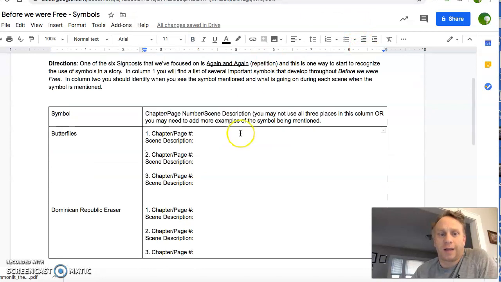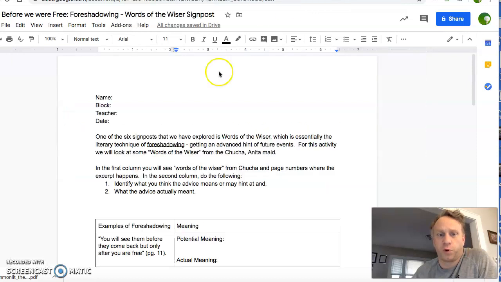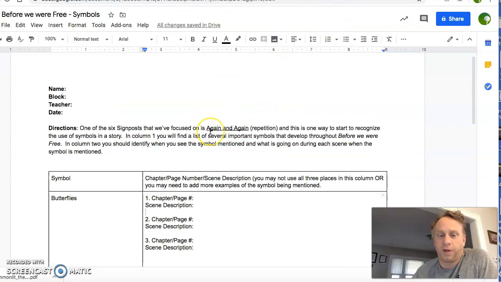The next document is about the two signposts that we're going to focus on, just two of them for this book. One is going to be about words of the wiser. This one is going to be about the again and again, the repetition. So we're going to focus on symbols and foreshadowing, which are a major part of this book.